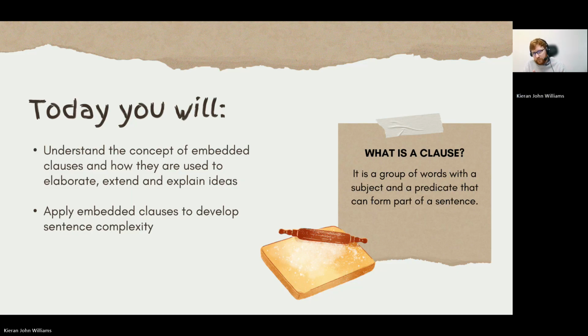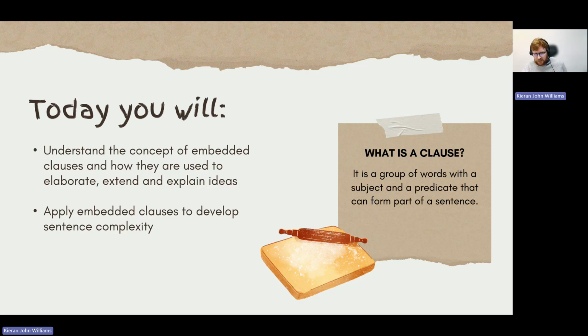So today we've got two main learning goals. So first, we will understand what embedded clauses are and how they function to elaborate, to extend, and explain ideas within a sentence. Second, you will learn how to apply embedded clauses in your own writing so you can build more complex and expressive sentences. So by the end of this lesson, hopefully, you will feel far more confident identifying and most importantly, using them effectively.